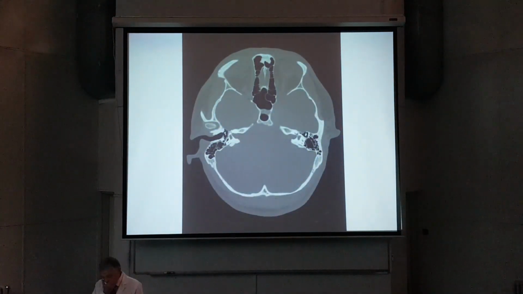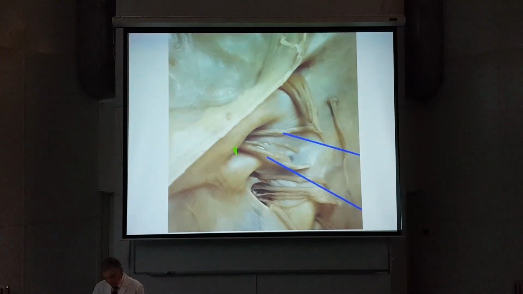When they come out, the facial and the 8th cranial nerve run a very short course in the intracranial part, and if this is the petrous part of the temporal bone, the facial nerve and the 8th cranial nerve go through the internal auditory meatus. This is the internal auditory meatus, and this is the facial nerve.